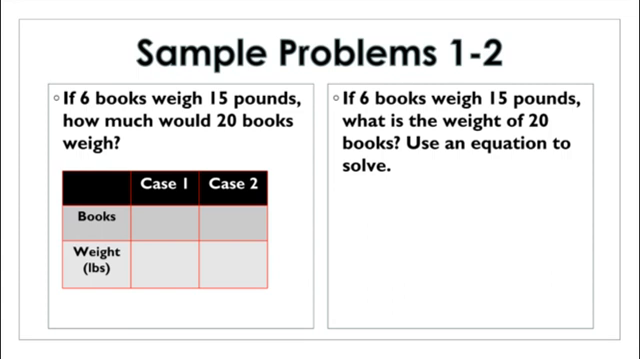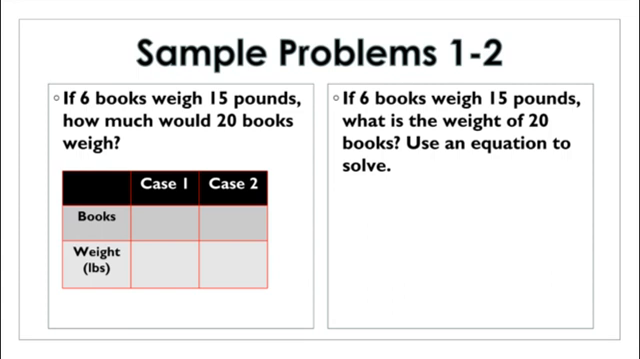You can see I have the ratio box labeled. We have the books, and then we have the weight in pounds. And then you see I have case 1 and case 2. So case 1 would just be the first part of the example. Case 2 would be the second part of the example.